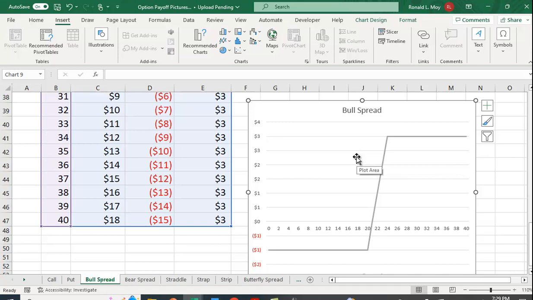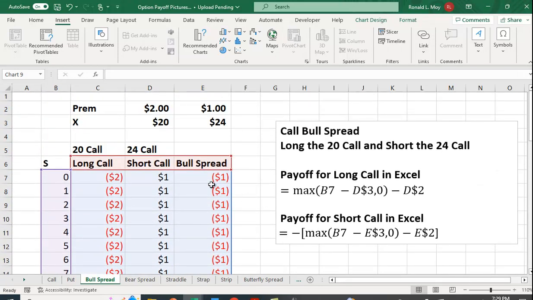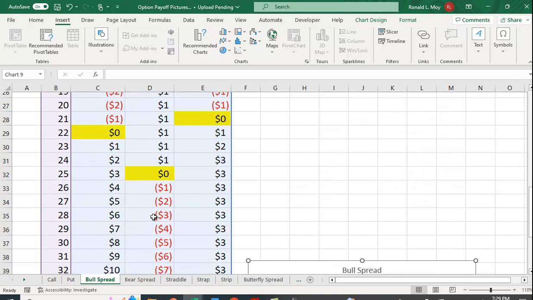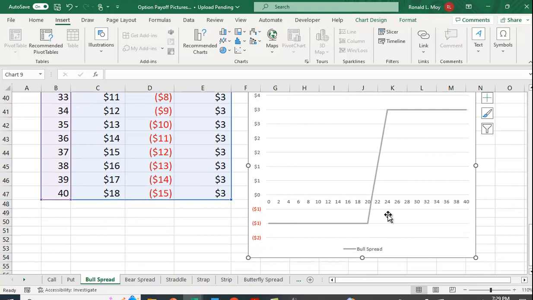Why is it $3? Let's think about it. The strategy costs $1, and for every dollar it goes above 20, you make $1. Once you hit 24, for every dollar you're making on the long call, you start losing $1 on the short call. And then it just flattens out to a maximum profit of $3.